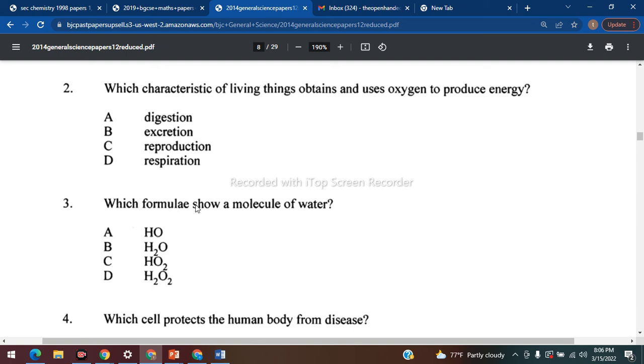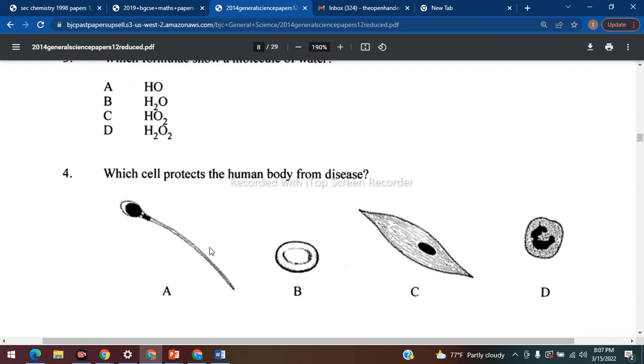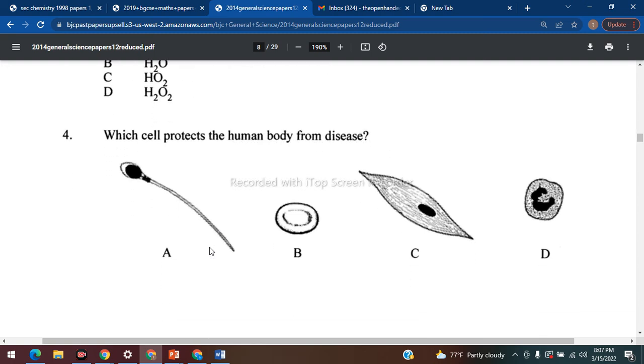So, which formula shows the molecule of water? B. H2O, very good. Which cell protects the human body from disease? D. Who said D? Gabriel. D is the white blood cell. What is C? Cardiac muscle. The smooth muscle. You're very good at this, Gabi.